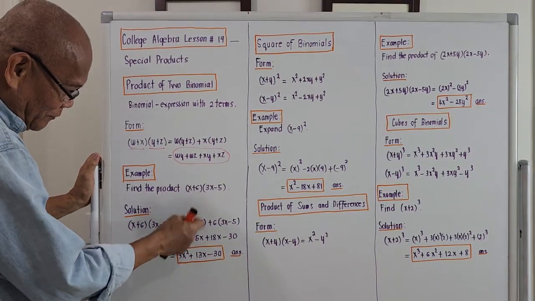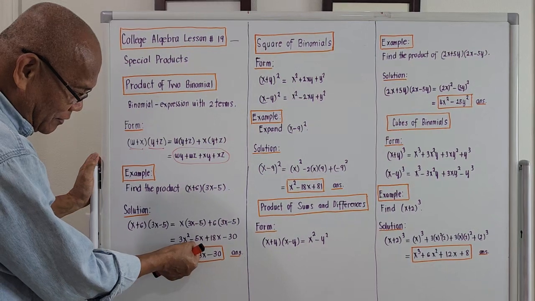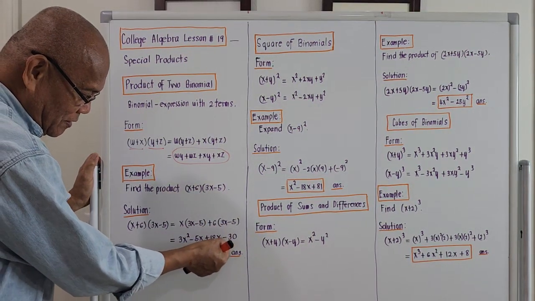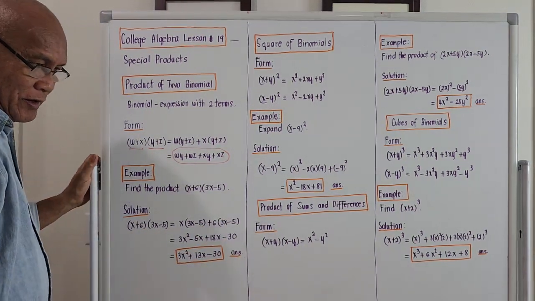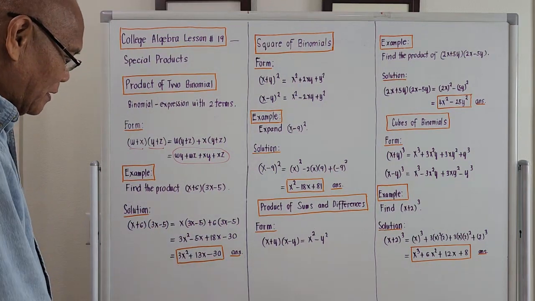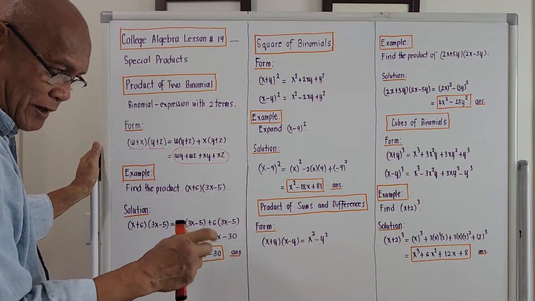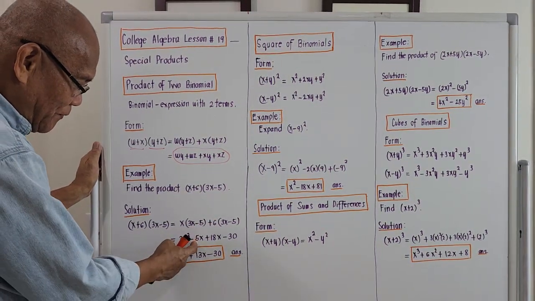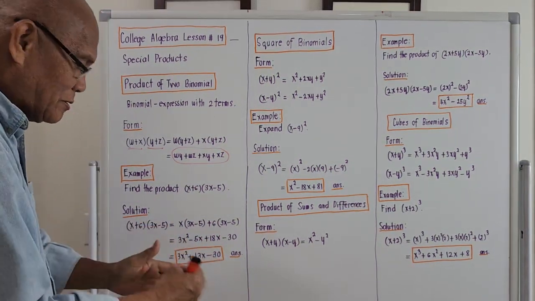And x multiplied by 3x will be 3x squared. X times negative 5 will be negative 5x. 6 times 3x will be plus 18x. 6 times minus 5 will be negative 30. Okay, now the simplification. Try to combine similar terms. For 3x squared, it is alone, right? But for the x terms, there are two x terms. It is negative 5x and plus 18x. We add those ones.